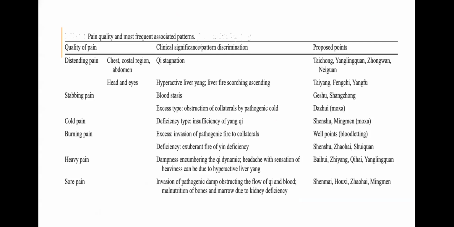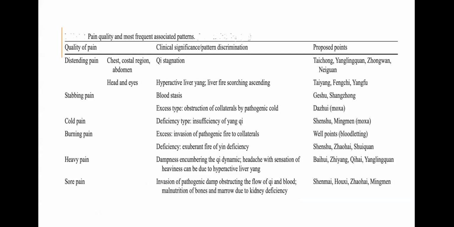If it's a distending pain in the head and eyes, it indicates hyperactive liver yang or liver fire scorching upward, and the proposed points are Tai Yang, Feng Chi, and Yang Fu. If the quality of pain is stabbing, it indicates blood stasis, and the points here are Geshu and Shanzhong. If the stabbing pain is an excess type, it indicates obstruction of the collaterals by pathogenic cold, and here the acupuncture point is Da Shu, and we can use moxa.